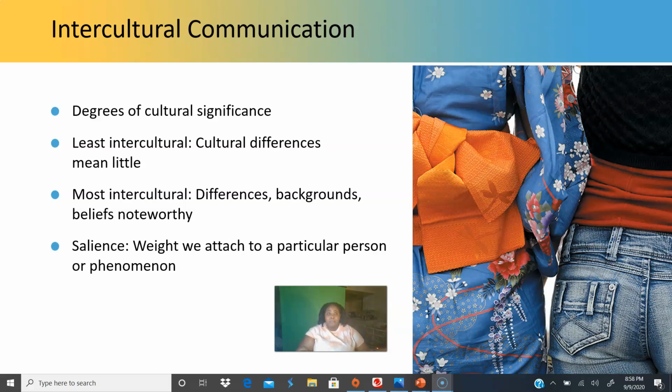So, for example, if the conversation or the message is intercultural in nature, then that will fall under the intercultural communication category. But if it doesn't, despite the messengers or the speakers being from different cultures, their cultural identity is not enough to classify the communications into intercultural communication. It's the message.